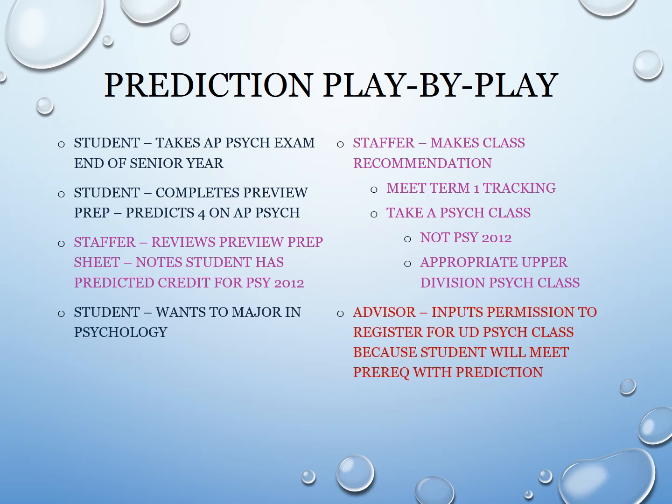The advisor then on day 2, when they're meeting with the student, is going to then give them permission to register for those upper division psych classes because the student will meet the prerequisite of prediction. For most classes, we can accept predictions as a way to meet prerequisites when at preview. Otherwise, things would go off the rails if we couldn't do predictions.